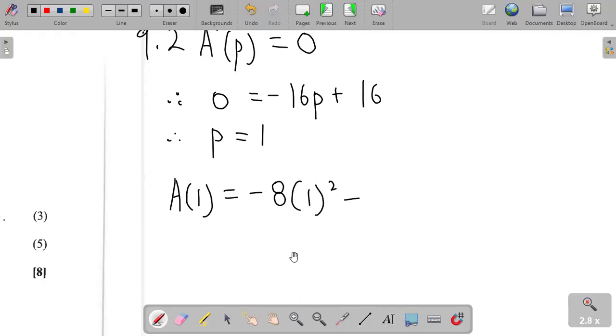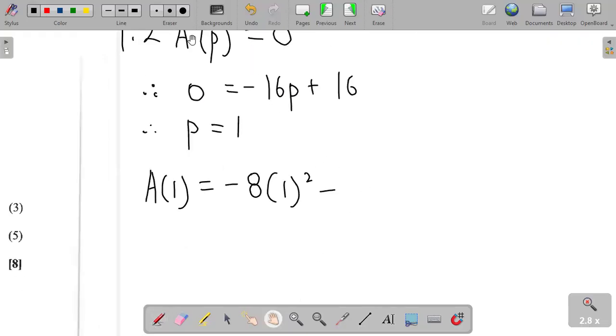And then minus 8 plus 16 and then 1. So here it equals 8 units squared. So we have to find p first, the p that will give us the maximum area. So it means the maximum area of the shaded region is 8 square units.